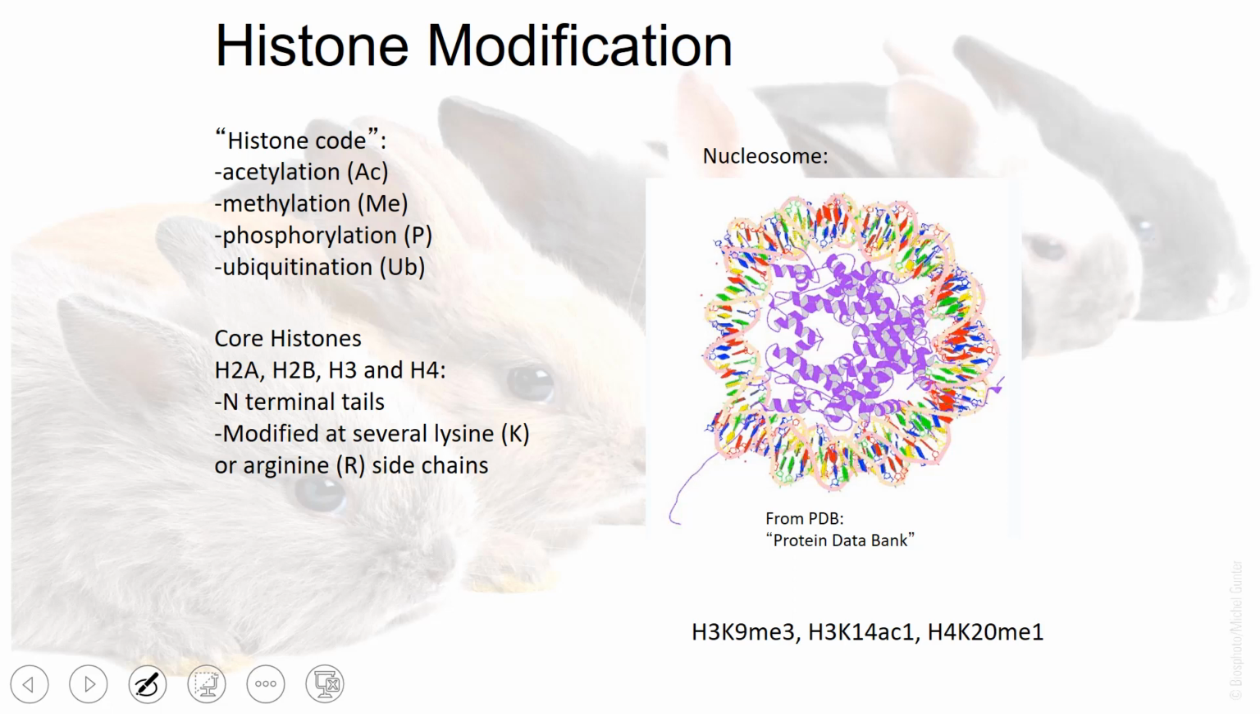And so we've got 4 core histones, and then the whole histone is an octamer made up of 2 versions of histone 2A, 2 versions of histone 2B, 2 versions of histone 3, 2 versions of histone 4, and the N-terminal tails stick out, and we modify them primarily by adding our group to a lysine residue, sometimes to an arginine residue.